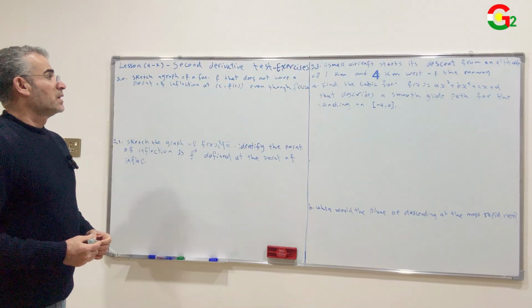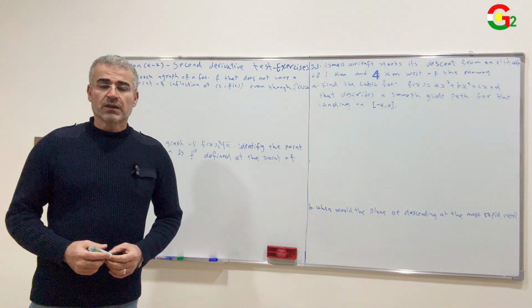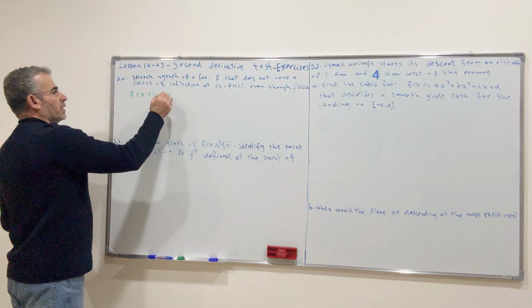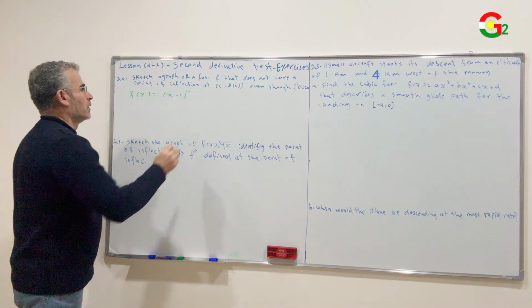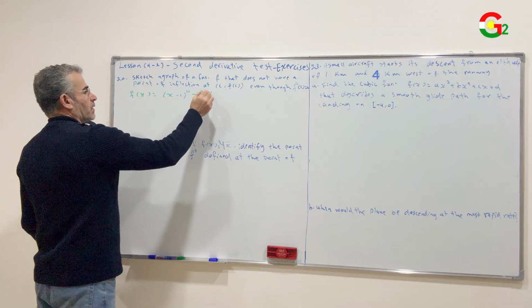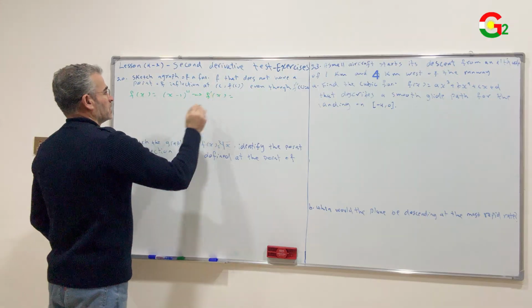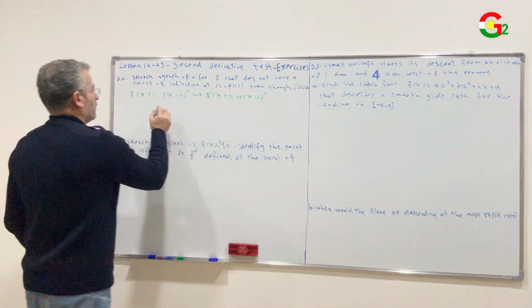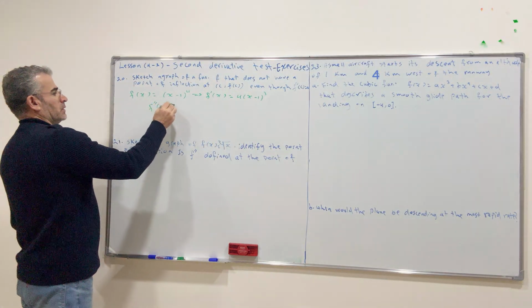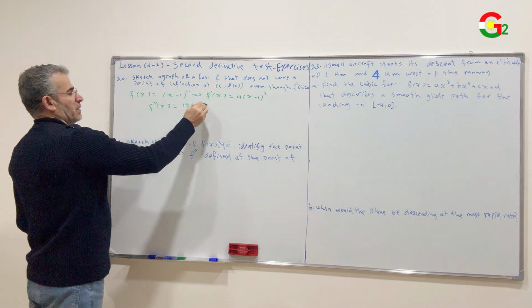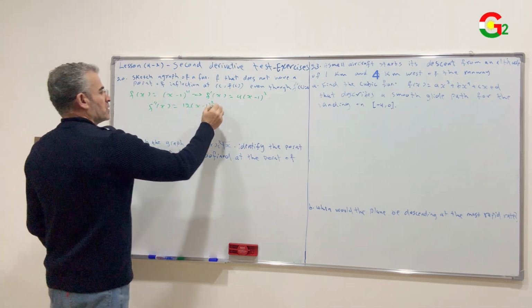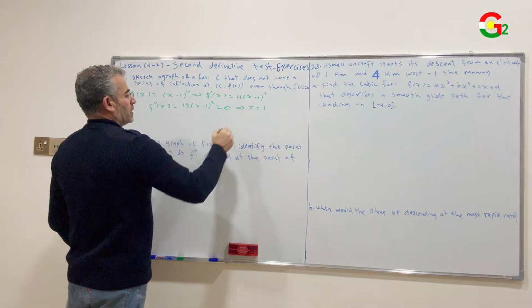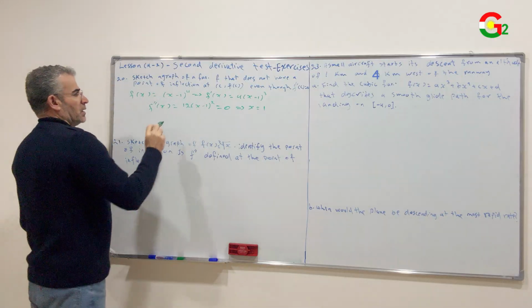Sketch a graph of a function f that does not have a point of inflection at (c, f of c), even though f double prime of c equals 0. If we take f of x equals (x minus 1) to the power 4, then the first derivative of this function is 4 times (x minus 1) cubed. f double prime of x equals 12 times (x minus 1) squared. Set it equal to 0, then x equals 1 is a critical point.